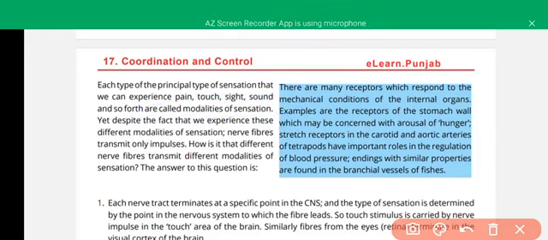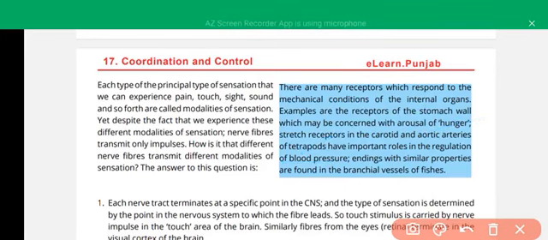Then there are various types of receptors present inside the body of living organisms. Like in the stomach walls, there are many types of receptors which give signals for the arousal of hunger. Stretch receptors in the carotid and aortic arteries of tetrapods have an important role in the regulation of blood pressure, and endings with similar properties are found in the blood vessels of fishes.